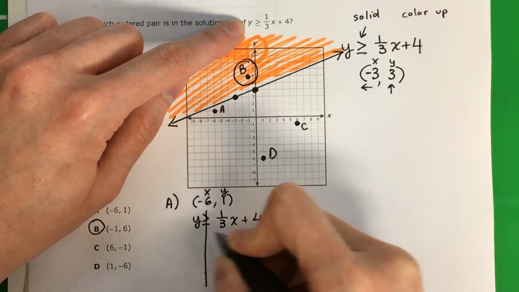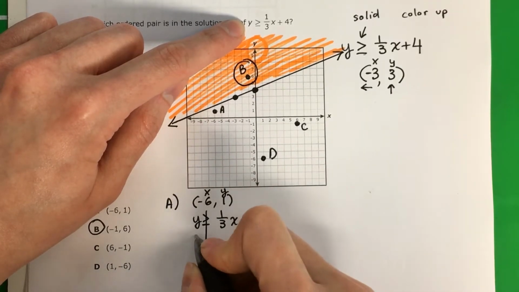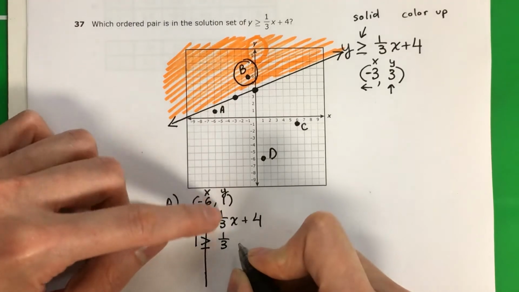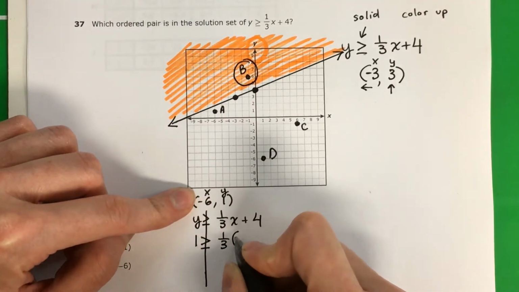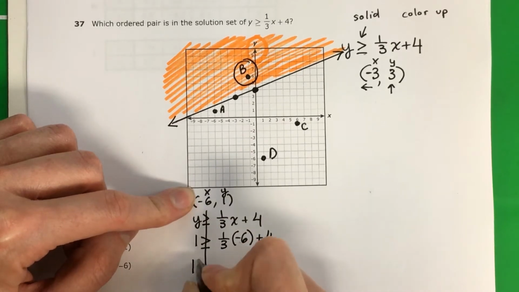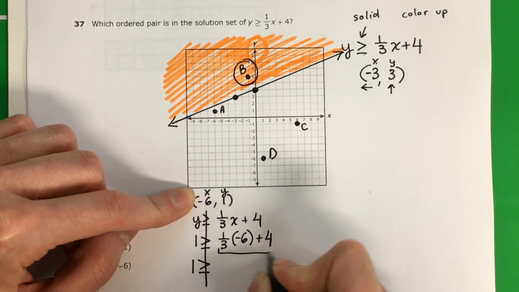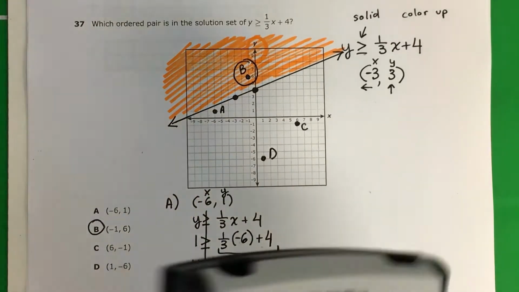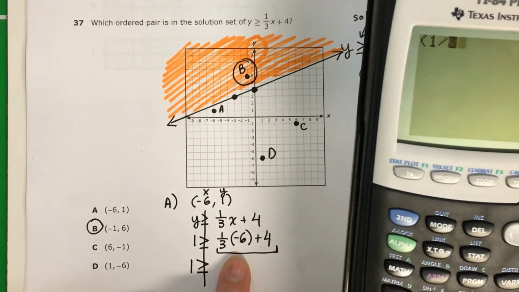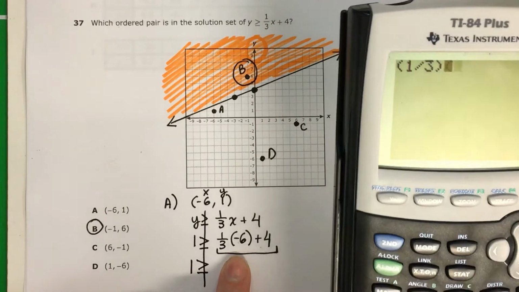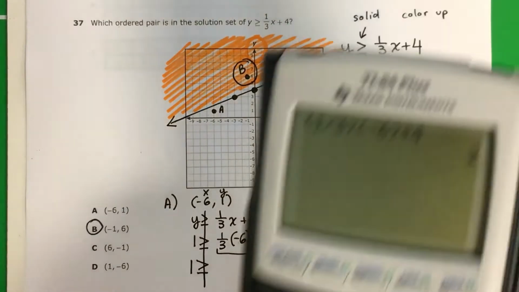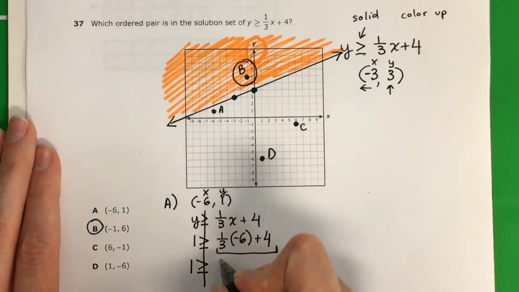What you will do is you will put the numbers inside. So for Y it's 1, copy greater than or equal, copy 1/3. X is negative 6, so parenthesis negative 6 parenthesis plus 4. Copy 1, greater than or equal. Put this in the calculator. So parenthesis 1 divided by 3 parenthesis negative 6 parenthesis plus 4. Enter. It's positive 2.